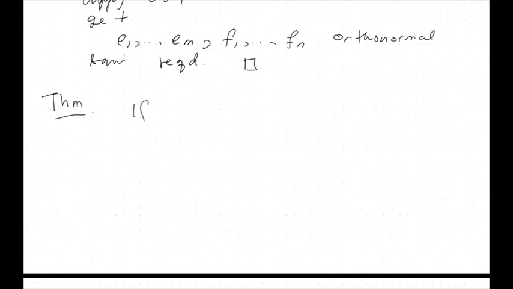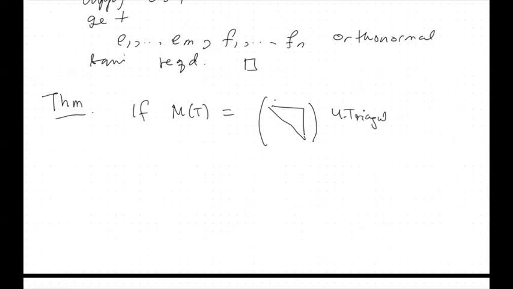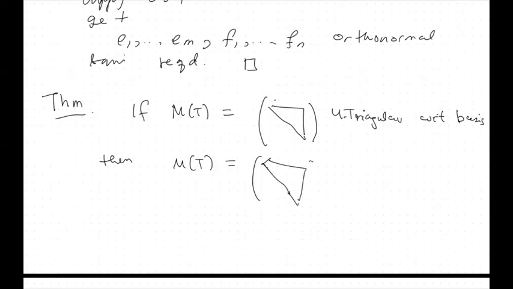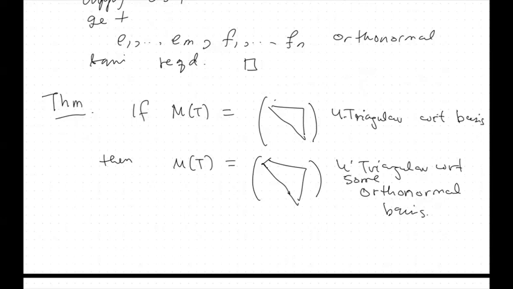Now, the next result, I will just write it as follows. If we have an operator T that is upper triangular with respect to some basis, then T is also upper triangular with respect to some orthonormal basis of our V. So I will leave this as an exercise.